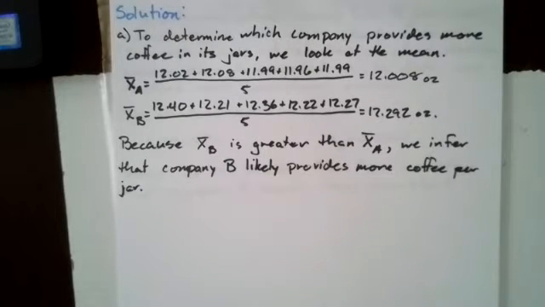To determine which company provides more coffee in its jars, we look at the mean. So X bar sub A, the average amount of coffee in the jars for type A, is 12.008 ounces, while X bar sub B is 12.292 ounces. And because X bar sub B, the average amount of coffee for jars of type B, is greater than X bar sub A, we infer that company B likely provides more coffee per jar.